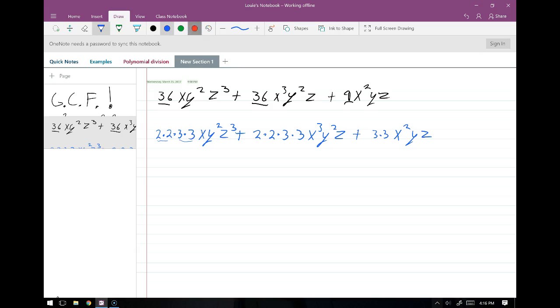But each term does have 2 3's. And since there are 2 3's in each term, and not 1 in one of them or something like that, we're allowed to factor those 2 3's out. So 2 3's, well, that's equal to a 9.